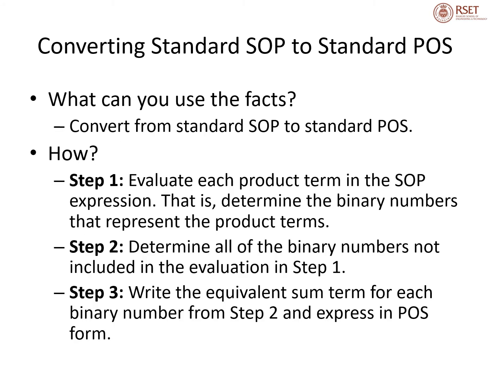When you convert standard SOP to standard POS, step 1 is to evaluate each product term in the SOP expression, that is, determine the binary numbers that represent the product terms. Step 2, determine all of the binary numbers not included in the evaluation in step 1. Step 3, write the equivalent sum term for each binary number from step 2 and express in POS form.